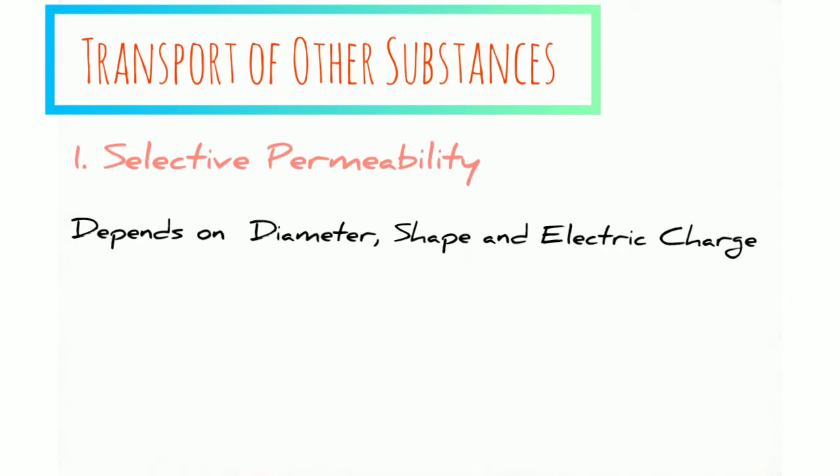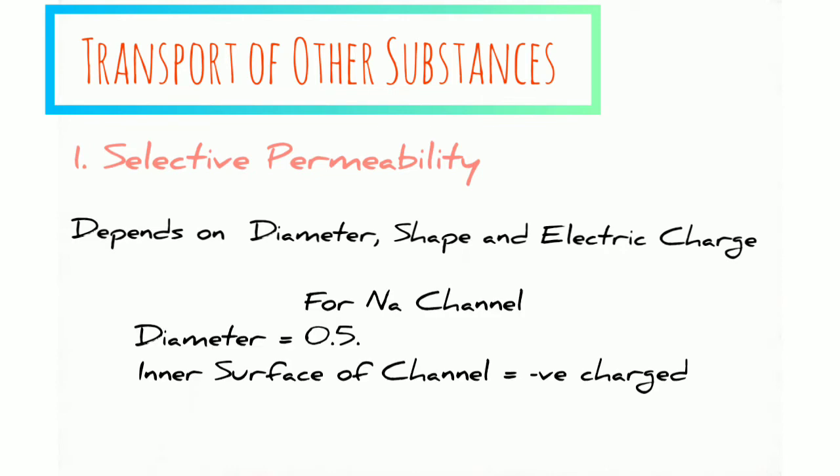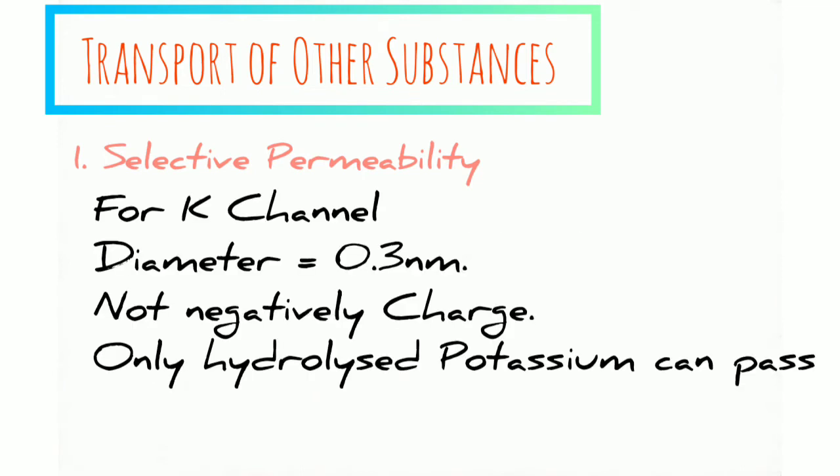As you know, in the sodium channel, the diameter is 0.5 nanometer. So substances up to that diameter can pass through it. As the inner surface of the channel is strongly negatively charged, sodium ions are pulled inside this channel. Talking about the potassium channel, the diameter is only 0.3 nanometer. So only substances up to that diameter can pass. It is not negatively charged, so only the hydrated form of potassium can pass through the potassium channel.